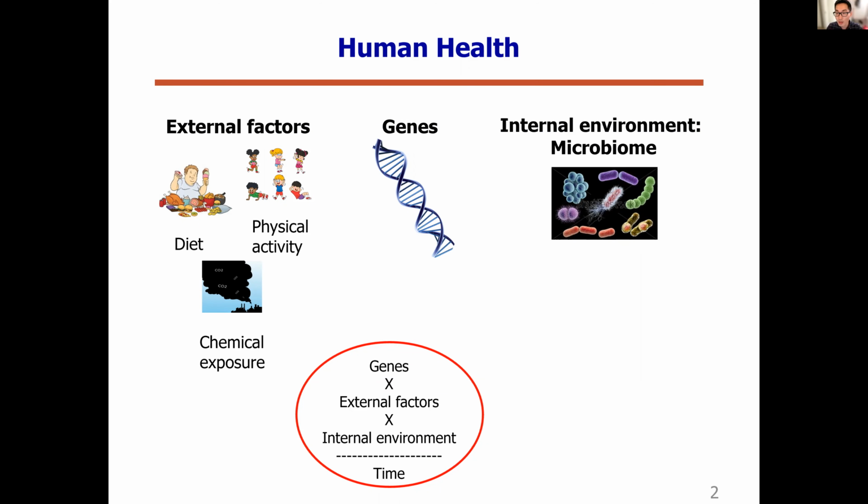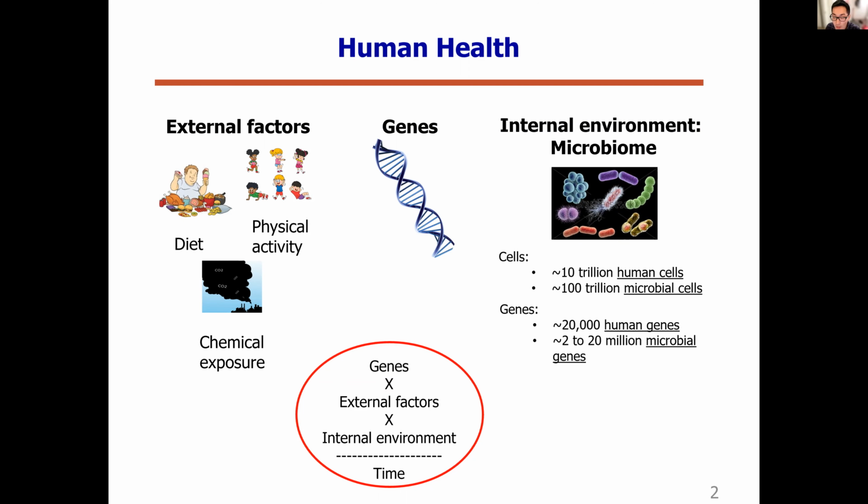So let's zoom in on the microbiome. When you talk about microbiome cells, we all know there are more than 10 times as many microbial cells as human cells. And if we talk about genes, we only have 20,000 human genes as compared to 2 to 20 million microbial genes. So indeed, we have an elephant in our gut.